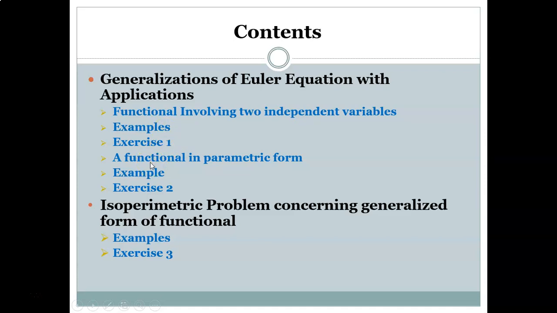Also, in this lecture, we are going to discuss a functional in parametric form and the related Euler equation. We'll solve some numerical examples and then some exercises will be given there. Moreover, we also solve some isoparametric problems concerning generalized form of the functional. So some examples related to isoparametric problems and unsolved exercises are also given.